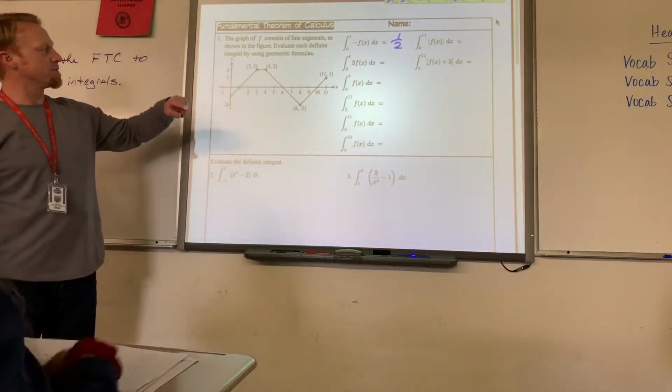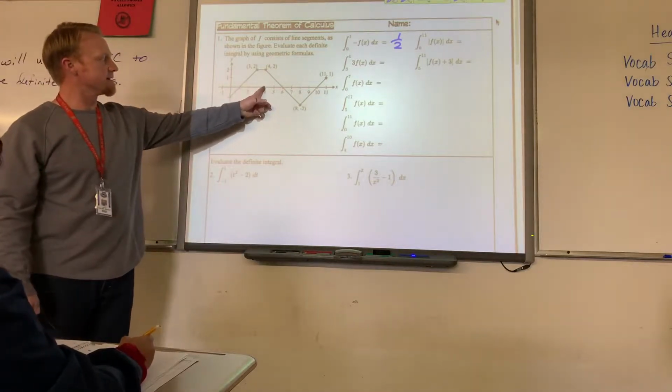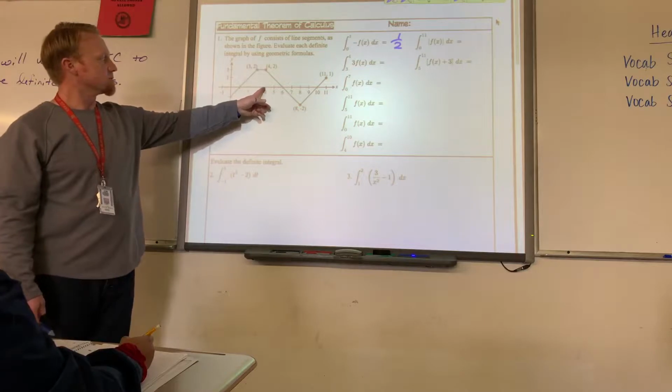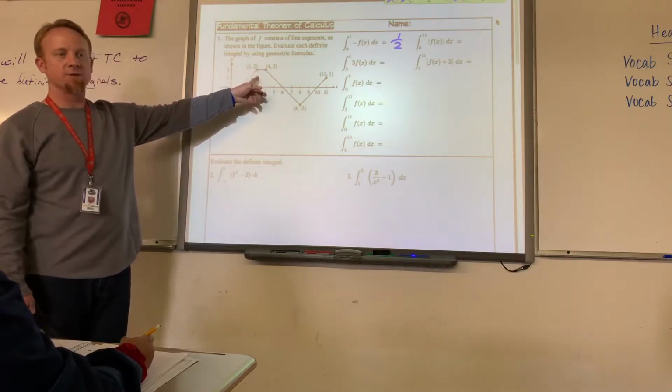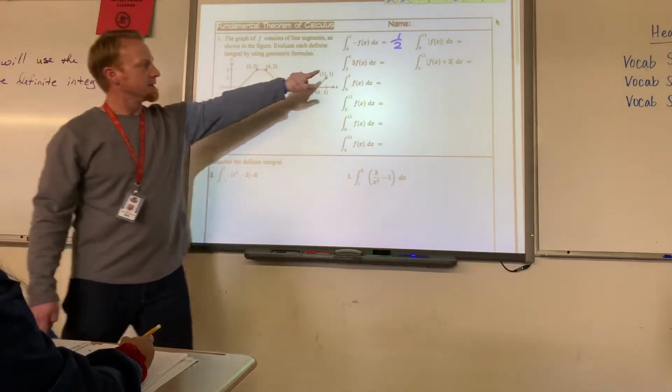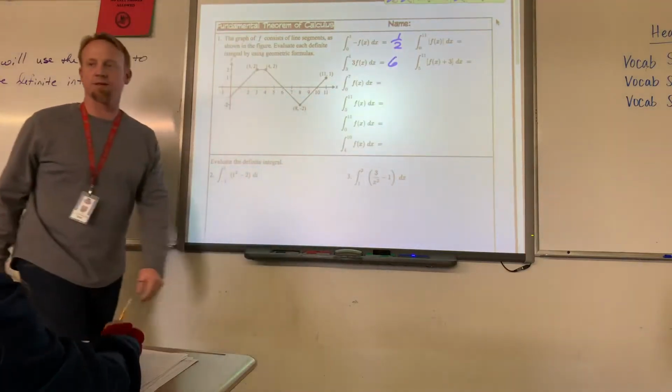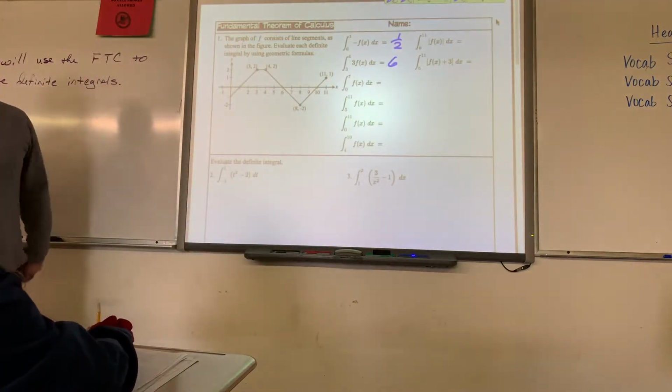Next one, 3 to 4. So 3 to 4 is in here. We're looking at a rectangle. It is 1 wide and 2 tall, so 1 times 2 gives me 2. Times the 3 that's there gives me 6.